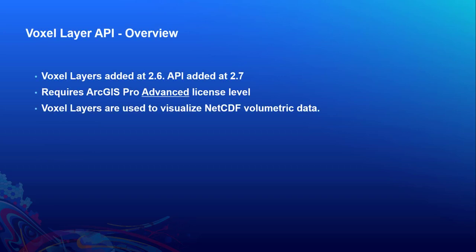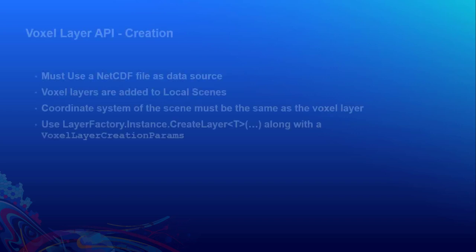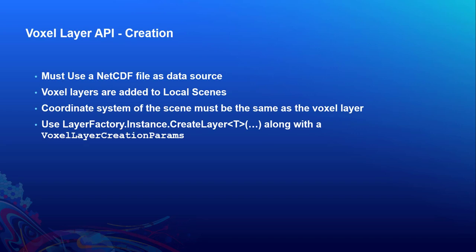Voxel layers were added at 2.6 and the API followed at 2.7. To use voxel layers in the API, you must have a Pro Advanced license level. Voxel layers can be used to visualize NetCDF volumetric data. When creating a voxel layer, you must use a NetCDF file as your data source.